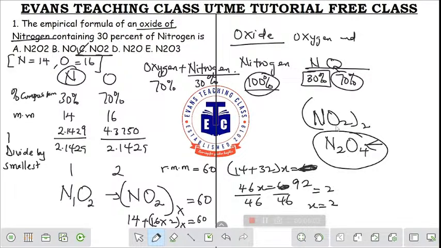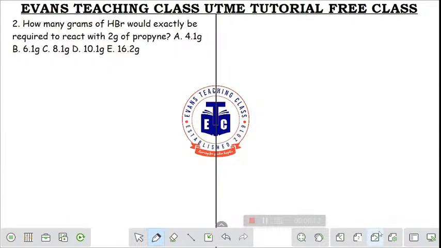Sometimes, instead of having 2, you may have 1. So sometimes your empirical formula equals your molecular formula. So just know that. Now the second question: how many grams of hydrogen bromide would exactly be required to react with 2 grams of propyne? Now this type of question, you need to firstly ask yourself, what do we mean by propyne?